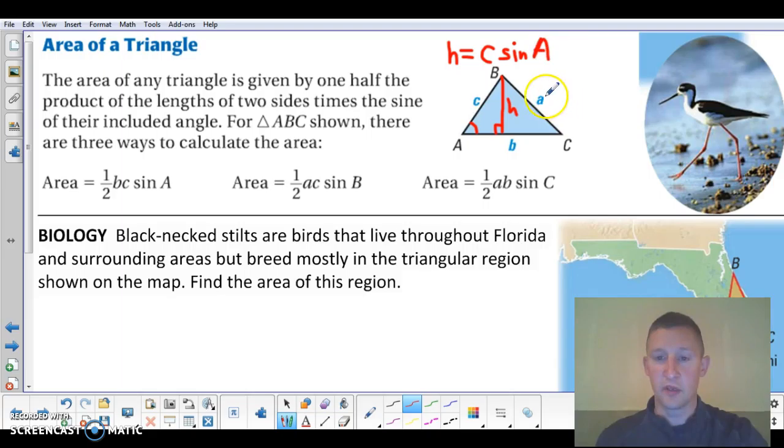Just like that. Now, if I was going to find the area of this triangle, the area of the triangle would be equal to 1/2 times the base, which I've decided is side B. So 1/2 times the base, which happens to be B, times the height. Well, the height is the same as C times the sine of A. So 1/2 BC times the sine of A would be a formula that would find me the area of this triangle. Now notice 1/2 BC times the sine of A is right here.